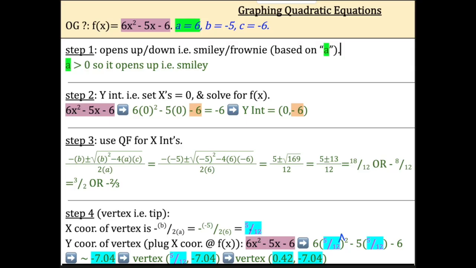Then you plug that into your original f of x in for the x's, and it spits out negative 7.04 for the y-coordinate. And this is your y-coordinate. And your x-coordinate is 5 over 12 from here, and that as a decimal is 0.42.